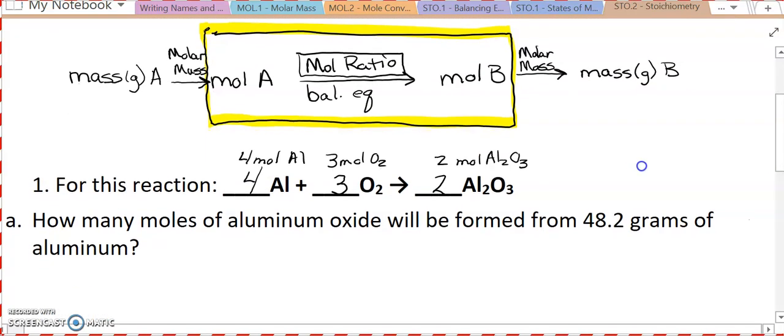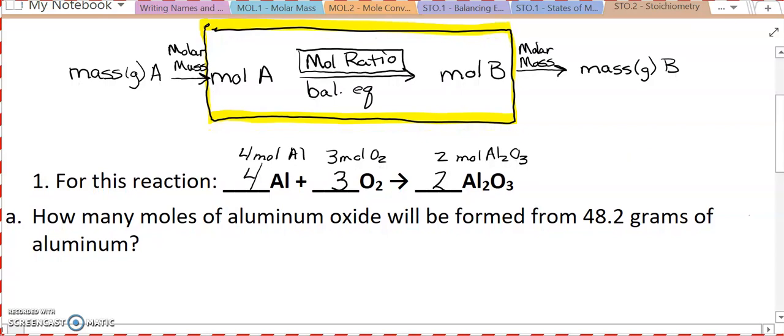And if we're taking a look at a couple of example problems, part A says: how many moles of aluminum oxide will be formed from 48.2 grams of aluminum? And so the number they give me in my problem is always going to be the place I start in the chemical reaction.